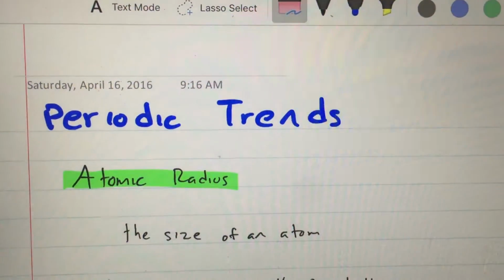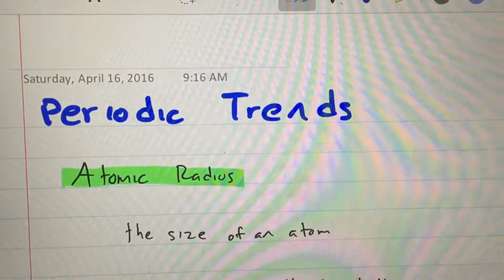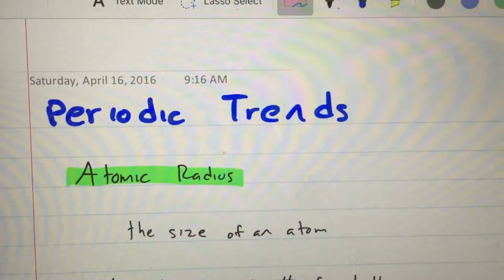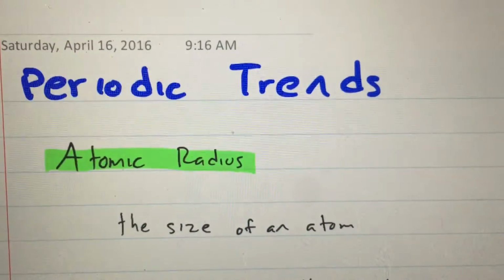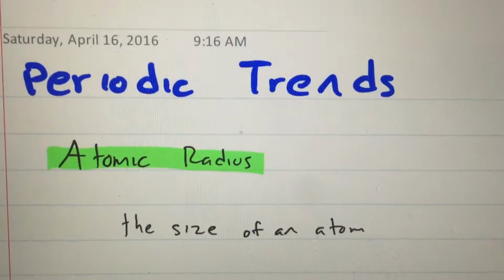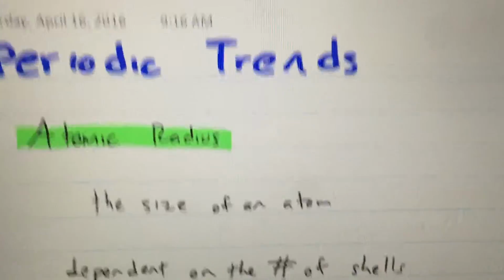Hello everyone. Today we will be talking about periodic trends. And there are different trends, so let's get to it. The first one is atomic radius. And all it is, it's the size of an atom, right?